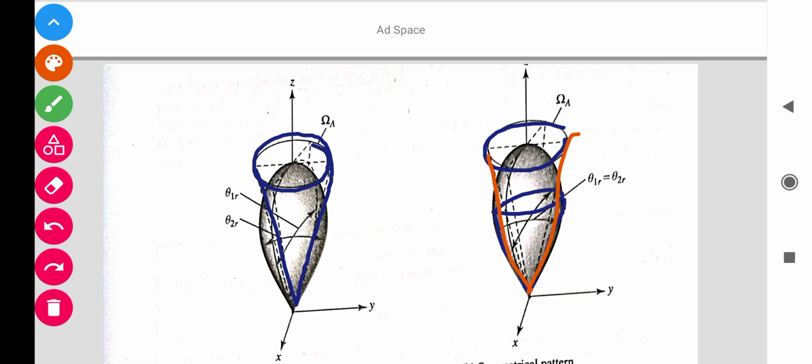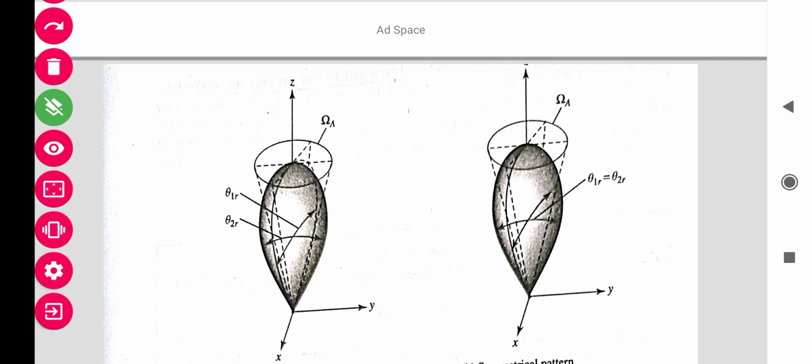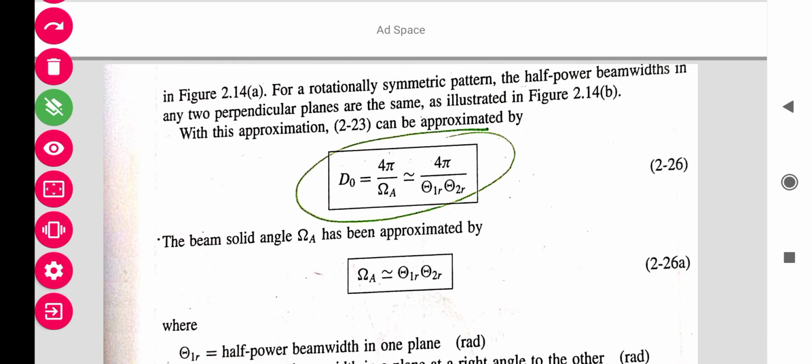So he represented that this is the f theta maximum and this is the beam solid angle. So the entire thing is the beam solid angle. Okay, the beam solid angle he was trying to represent with theta 1r and theta 2r.